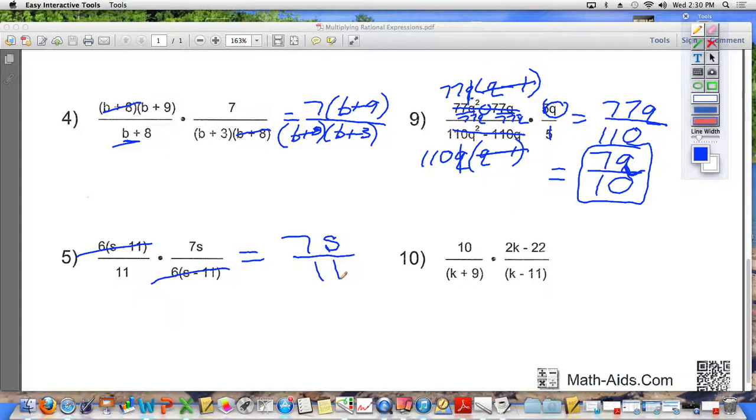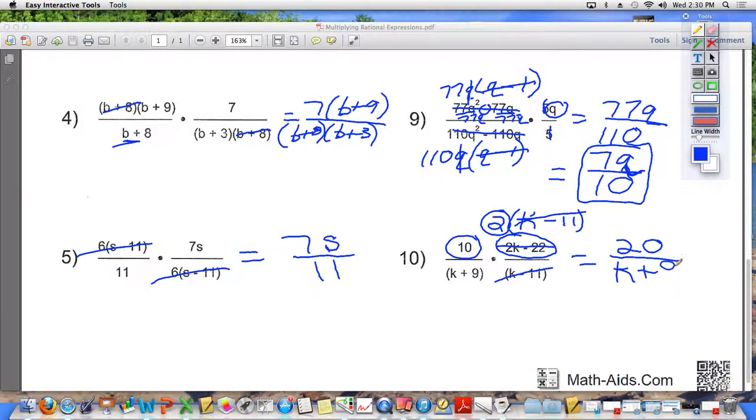Number 10. Nothing cancels out initially, but I can factor this 2K minus 22. What does 2K minus 22 have in common? I factor out a 2. It leaves me with K minus 11. The K minus 11s cancel out. All that's left is 10 times 2, which is 20, and then on the bottom I have K plus 9.